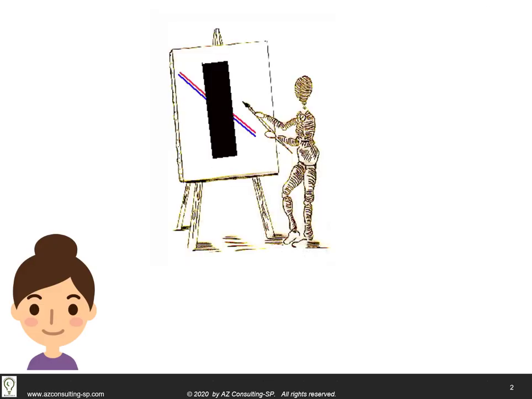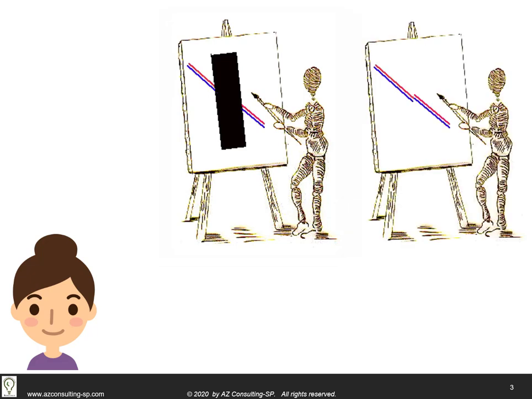You can see the canvas is hiding part of the picture. Can you describe the red and blue lines? Well, here you go. Did you describe those lines as parallel? Don't worry, many do. And that's the issue because you're assuming.